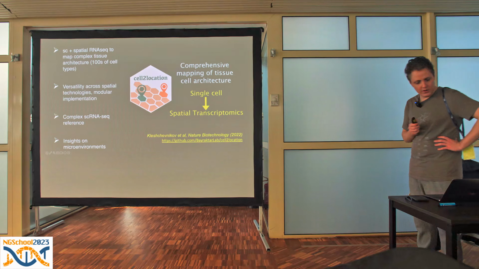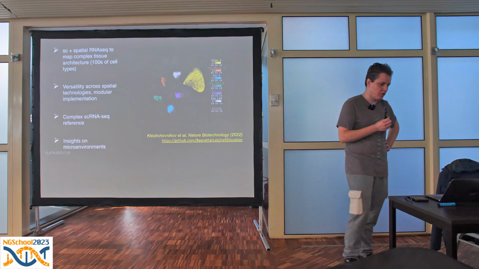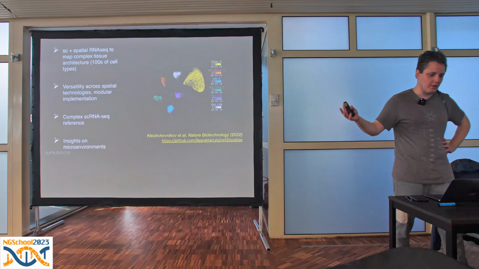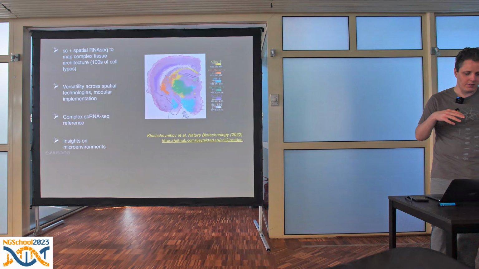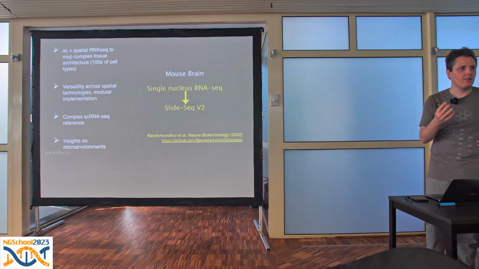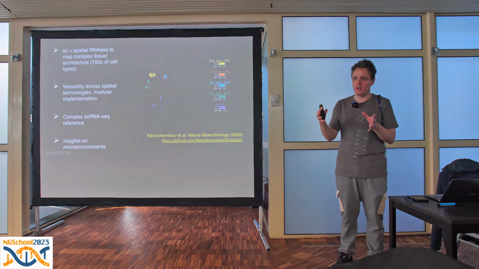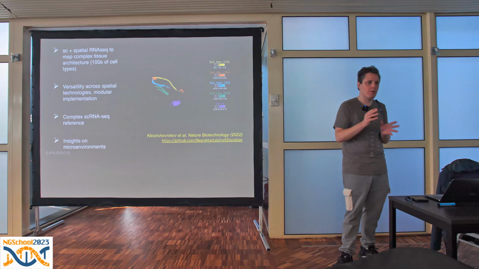Okay, so hopefully the cell to location part of the talk showed you that we can combine single cell and spatial transcriptomics to comprehensively map complex tissues. And by comprehensive mapping, I mean that you aim to map all cell types in the tissue, or at least as many as possible, as opposed to just mapping some cell types of interest.